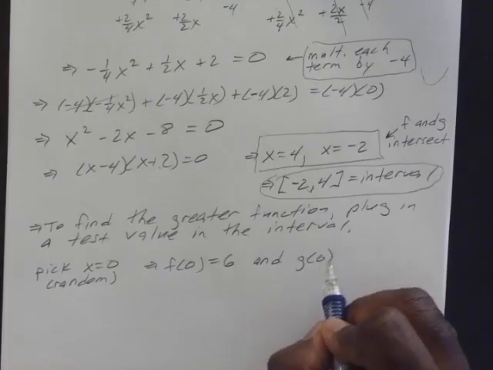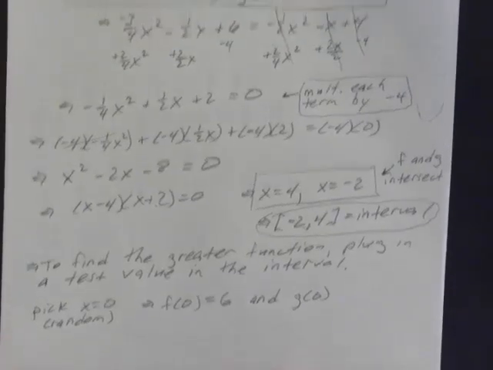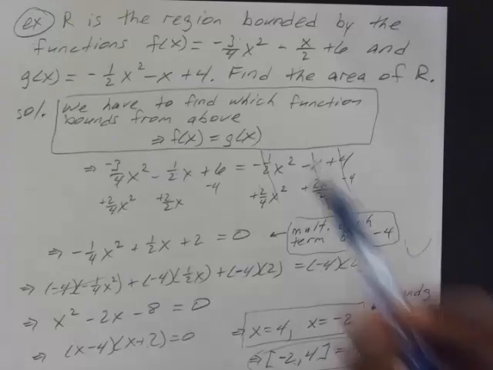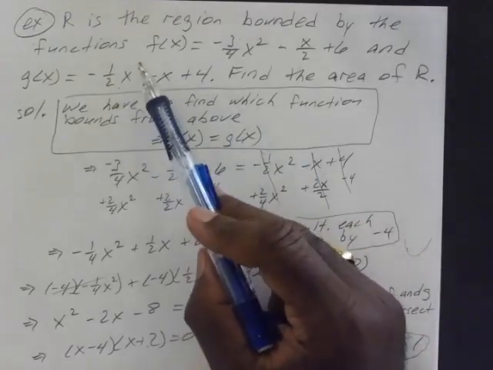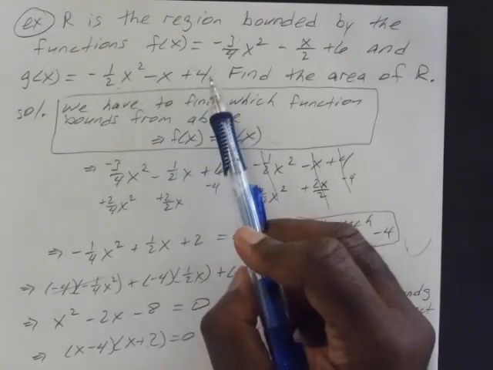And we do the same thing with g of 0. Look up, plug in x equals 0. This term disappears. This one disappears. You're just left with 4.